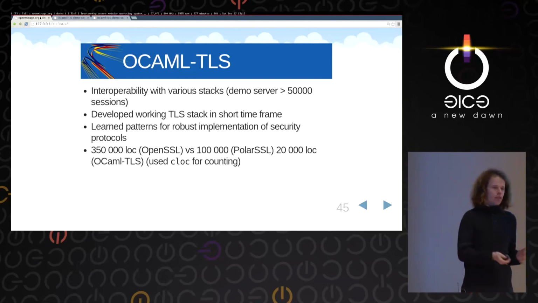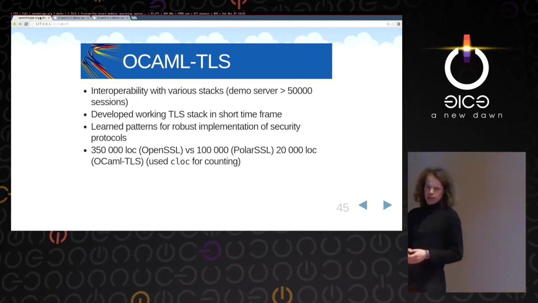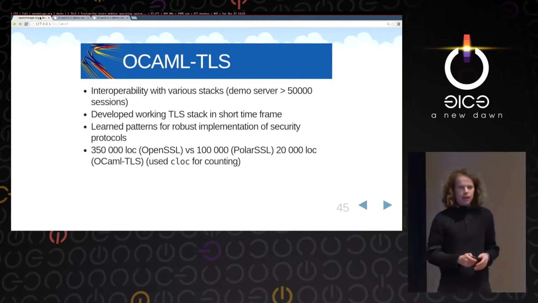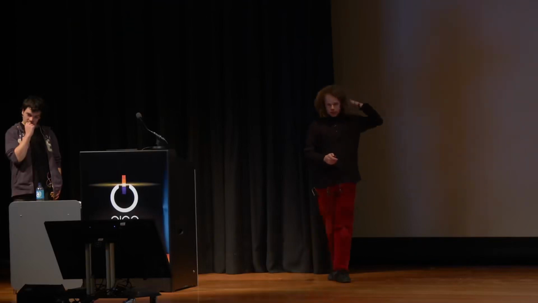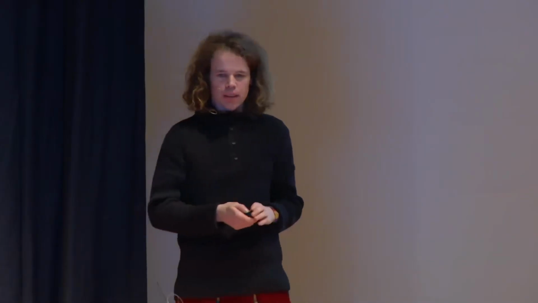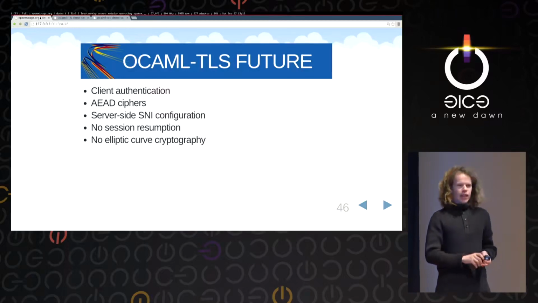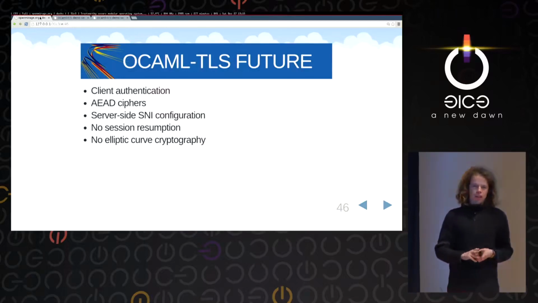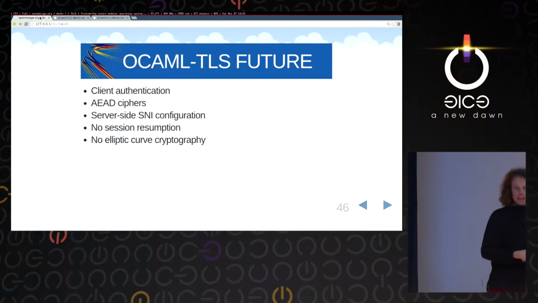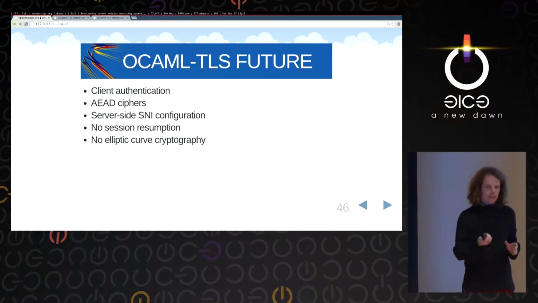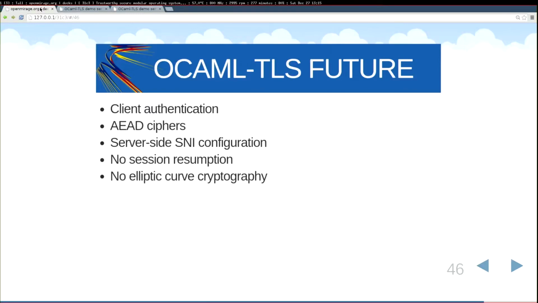And we can interoperate, and we have nearly all the features we actually need to have. And also, well, the interoperability here is shown for the server side, but also the client side works with various different stacks. What is the future? Well, we already have some preliminary pull requests for client authentication, AEAD ciphers, and server-side server name identification configuration. What we currently don't have code for is session resumption and elliptic curve cryptography.